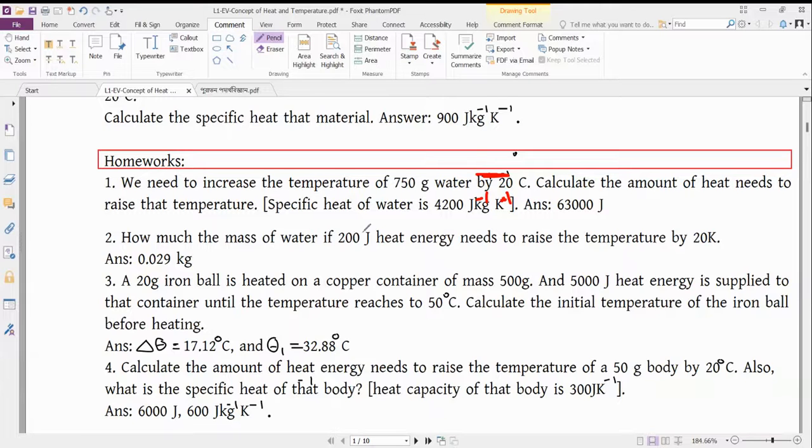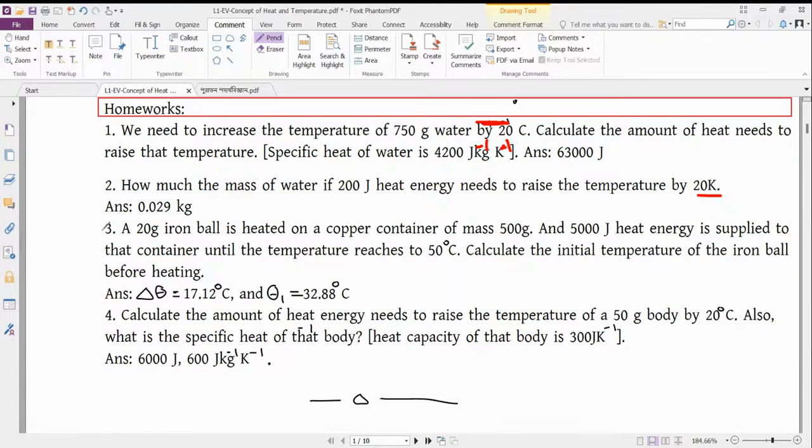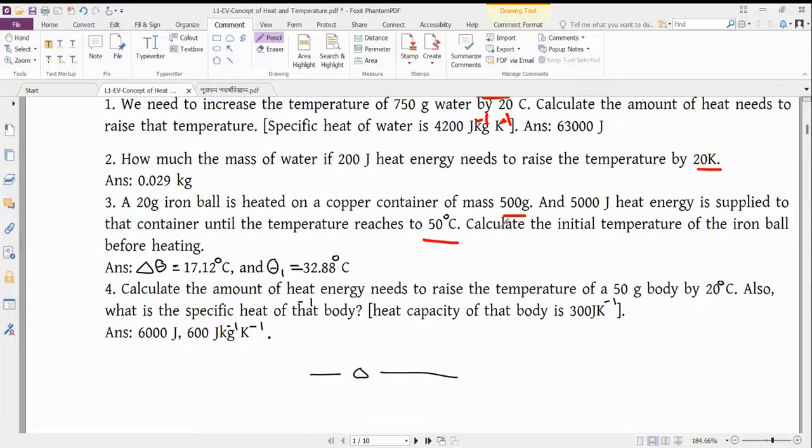Question 2: how much is the mass of water if 200 joule heat energy is needed to raise the temperature by 20 Kelvin? Question 3 is that a 20-gram iron ball is heated on a copper container of mass 500 gram, and 5000 joule heat energy is supplied to that container until the temperature reaches 50 degrees Celsius. Calculate the initial temperature of the iron ball before heating.